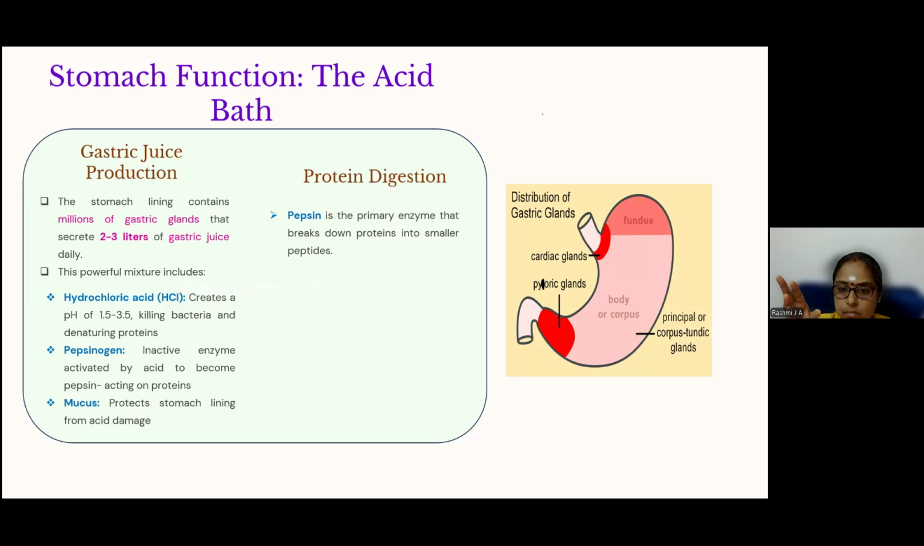Okay, then mucus, I told you, is the stomach lining that will help us avoid acid damage.